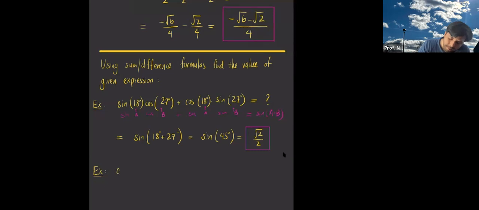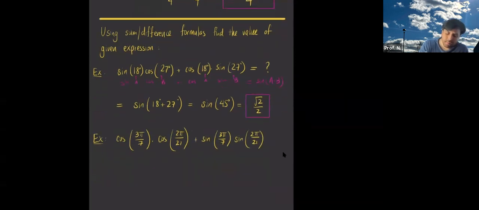And then another one here. Cosine of 3 pi over 7 times cosine of 2 pi over 21 plus sine of 3 pi over 7 times sine of 2 pi over 21. What is this? I got cosine of 3 pi over 7 times cosine of 2 pi over 21 plus sine of 3 pi over 7 times sine of 2 pi over 21.